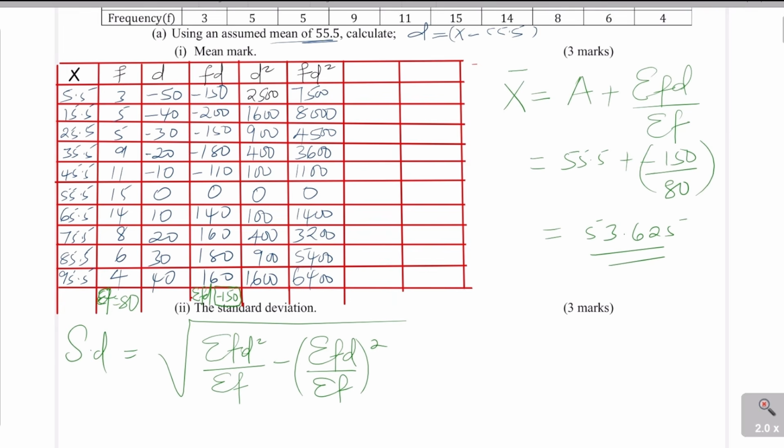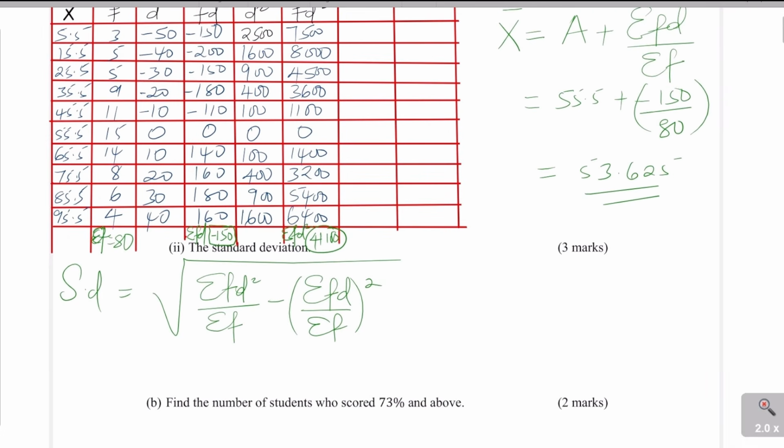So now from there we can get the summation of FD squared. The summation of FD squared means you add everything in this column. So very fast, 75 plus 8000 plus 45 plus 36 plus 1100 plus 0 plus 14 plus 32 plus 54 plus 64. That gives 41,100. Now we have everything that we need to get the standard deviation, given by the square root of the variance.